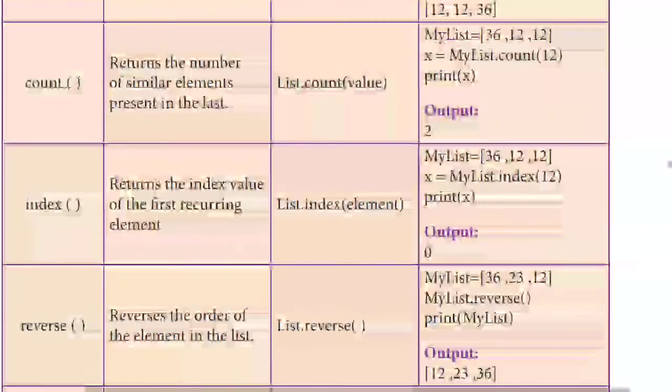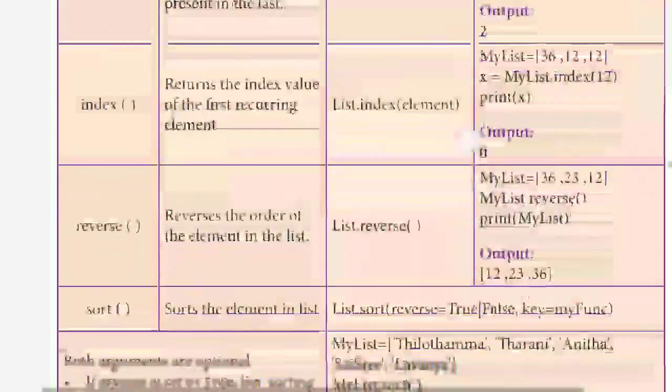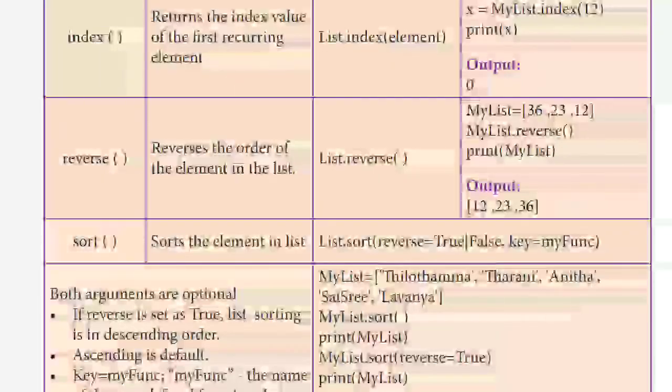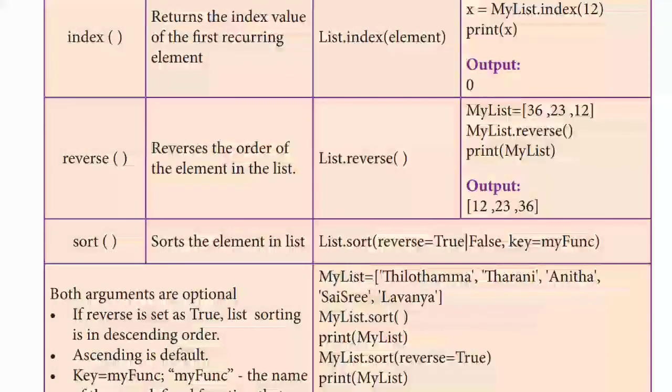Next is index. Index means it will provide you the index value of the item. Next is reverse. Reverse means it will provide you the exact opposite order. Instead of using negative indexing, you can use this reverse function to get the reverse order of the list.